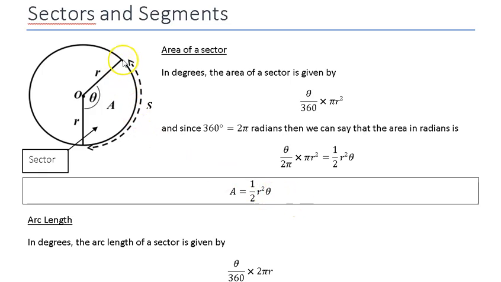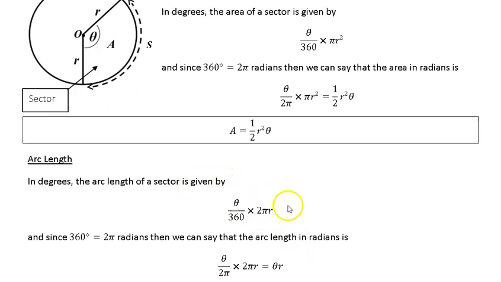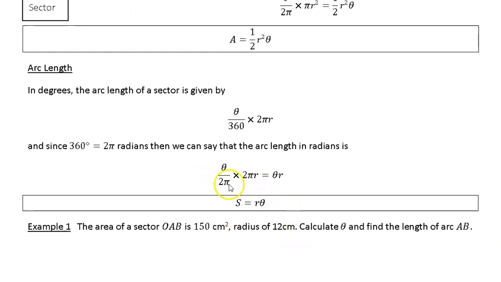The arc length is this length here, and it is going to be theta over 360 times 2 pi r. That's if you're doing it in degrees, but we can get down to here. This is the one we're looking for really. So your arc length, s I've called it, is equal to r theta. So two very, very important results for us there.